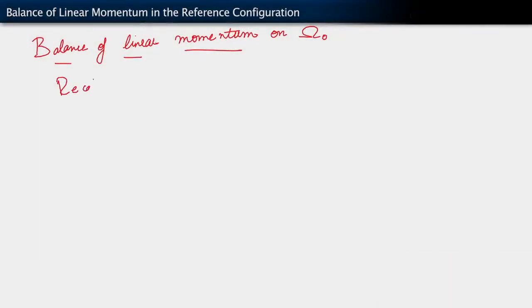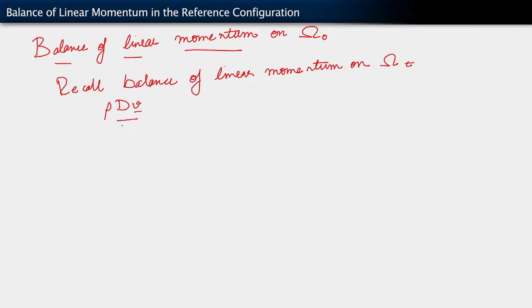So recall what we've already derived, which is balance of linear momentum on the current configuration, right? And the form that we obtain for this is the following. We saw that it is rho. Because I don't want to be writing all that stuff about how the material time derivative is properly defined, I'm going to use this symbol that we've already used a few times before, capital DV/Dt, implying the material time derivative, okay? The material time derivative of the velocity is the divergence of sigma plus the body force, okay?